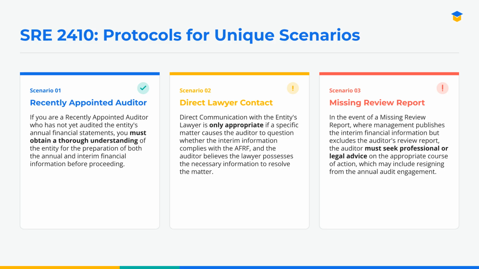Scenario 2. Direct communication with the entity's lawyer is only appropriate if a specific matter causes the auditor to question AFRF compliance and the auditor believes the lawyer possesses the necessary information to resolve it. Scenario 3. If management publishes the interim financial info but excludes the auditor's review report, seek professional or legal advice on the appropriate course of action, which may include resigning from the annual audit engagement.